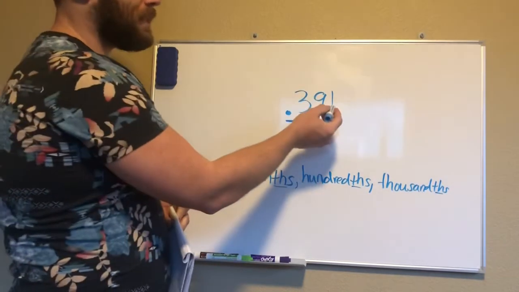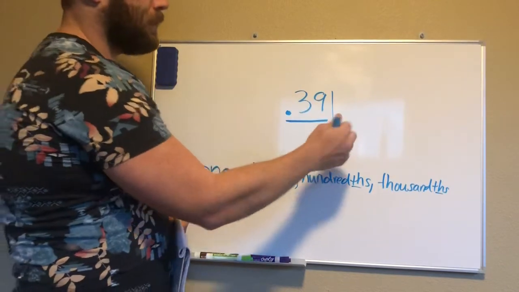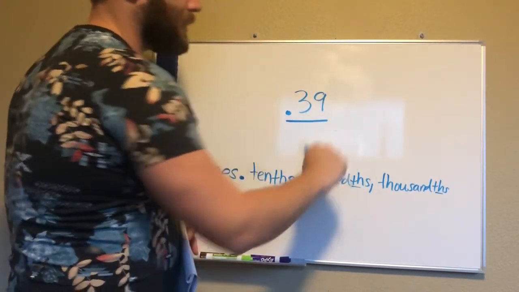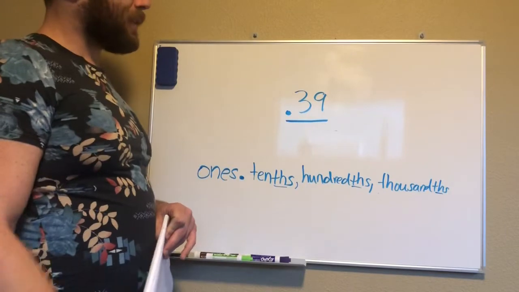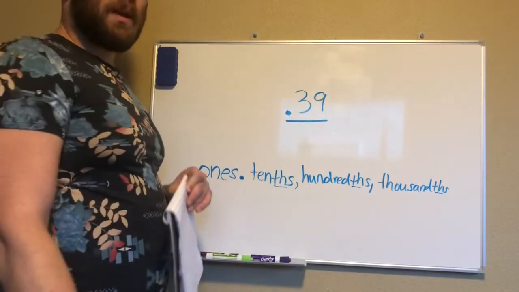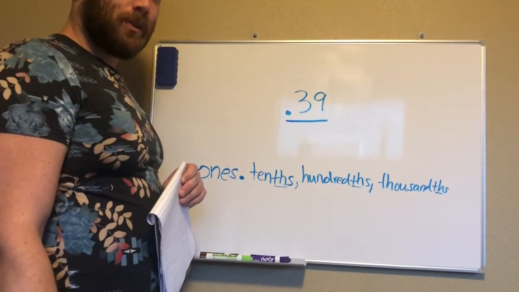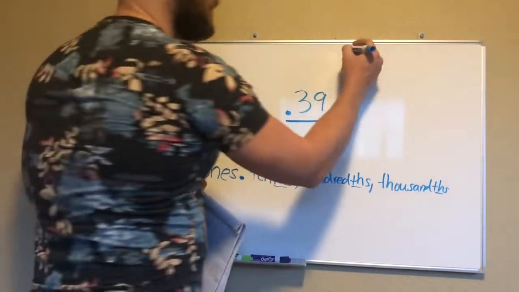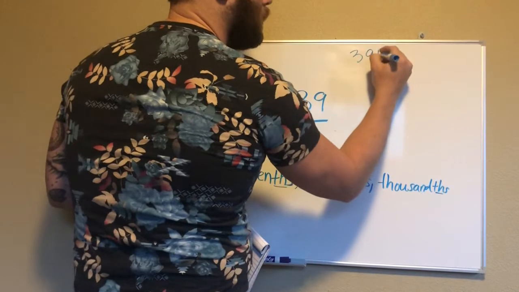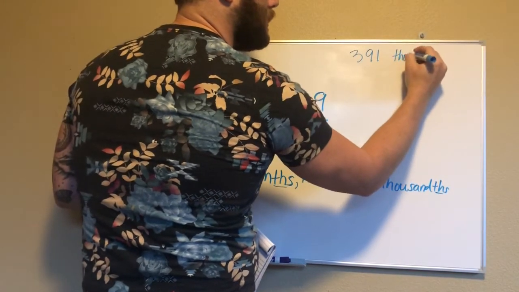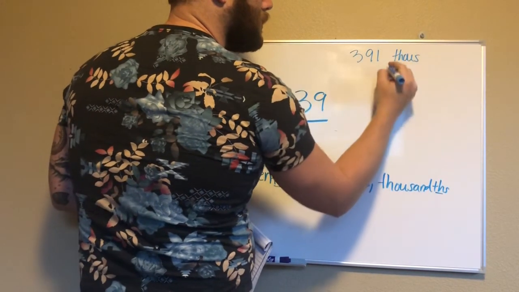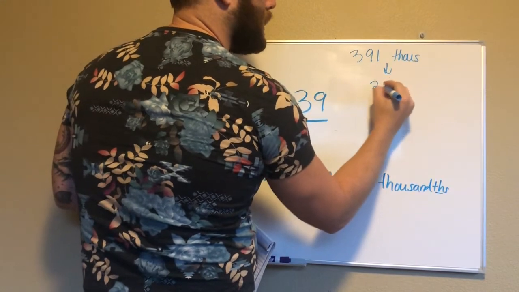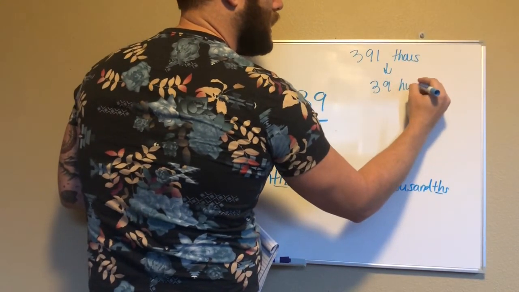Down. It's 4 or less. So I can basically just erase that number. So my answer, rounding 391 thousandths to 39 hundredths. So I went from 391 thousandths to 39 hundredths.